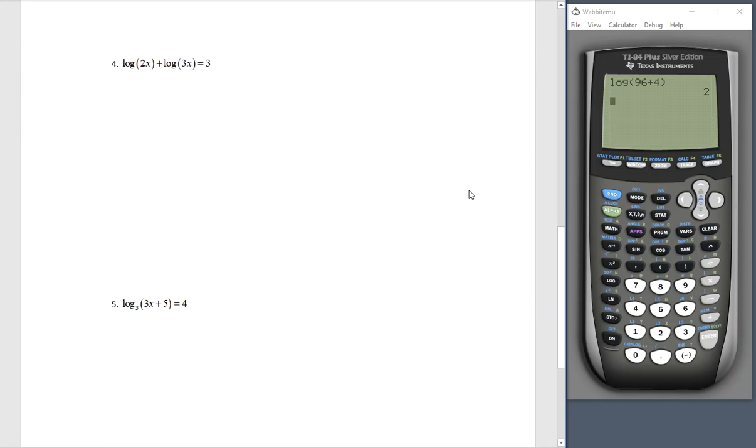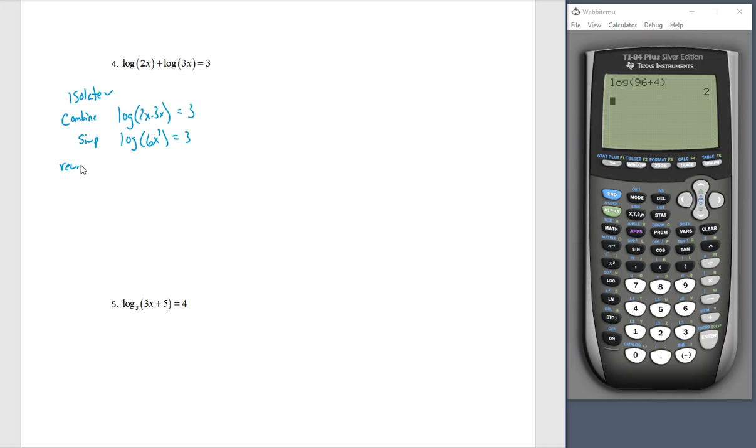Now these ones, this is going to have a little more work. We're still at base 10, so that's good. The isolate step is done. All the logarithms are on the same side, so we're going to combine. To combine these logarithms, remember if you're adding two logarithms, then you multiply their arguments. So log of 2x times 3x, I'm going to throw in a simplify step. That's log of 6x squared equals 3.